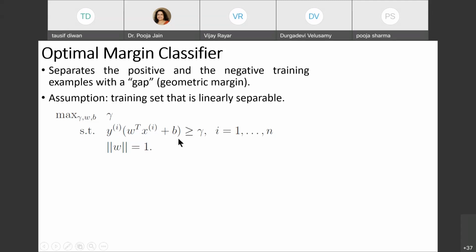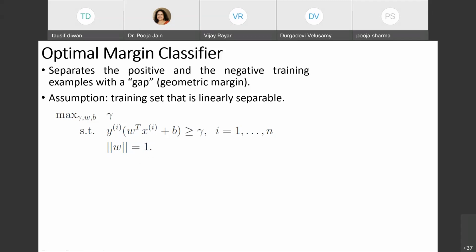Now the problem is that this gamma may not be a convex function. So it will be very difficult to get the optimal value for this gamma. On the other hand, we do not want this constraint, norm of w is equal to 1, because it is very difficult to satisfy this constraint. So our ultimate aim is that we want to remove this constraint from here.